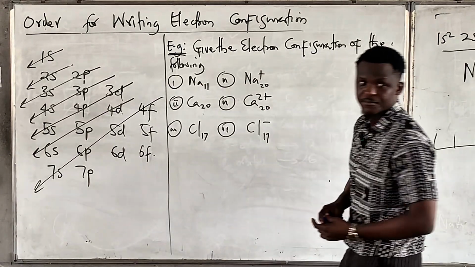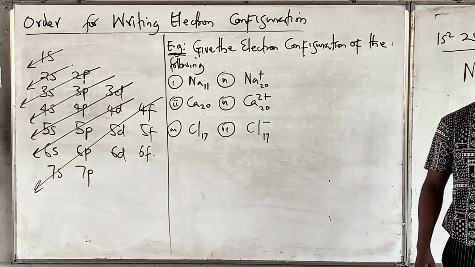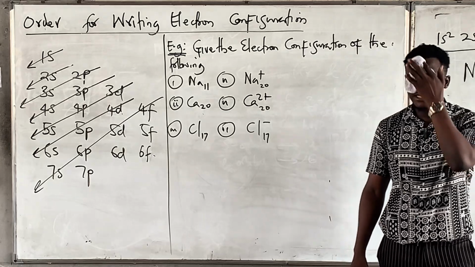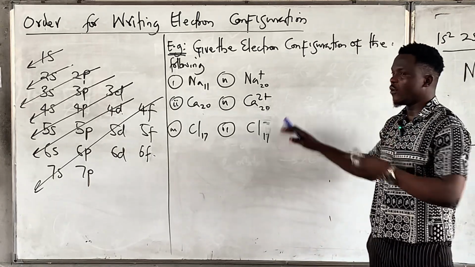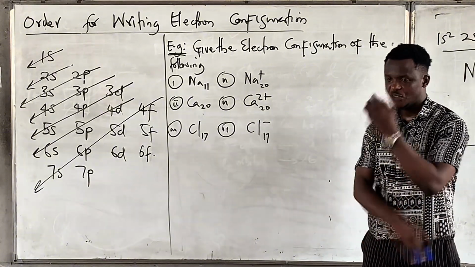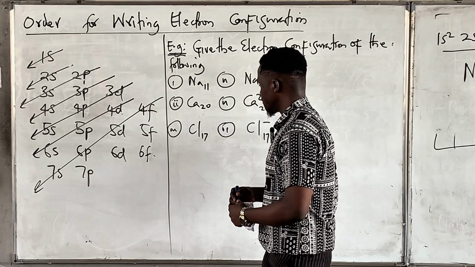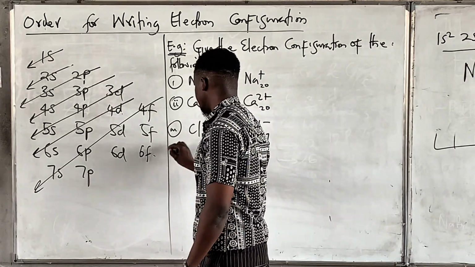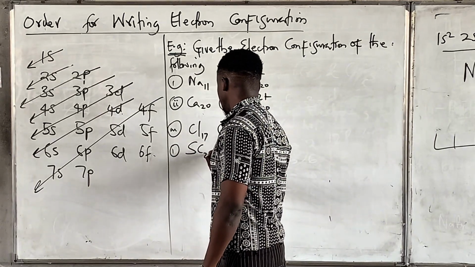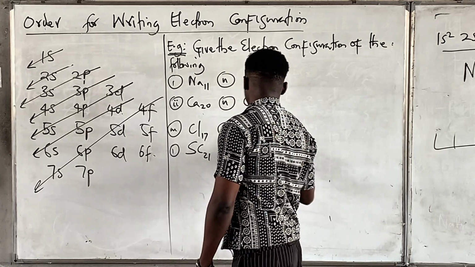Now look at this. We have an atom and an ion. Most times I've seen a lot of persons, whenever they want to write electronic configuration of an ion, they'll first of all calculate the number of electrons. Well, that might be correct as well, but I don't want us to follow that pattern. So let's use scandium, and let's use scandium ion.